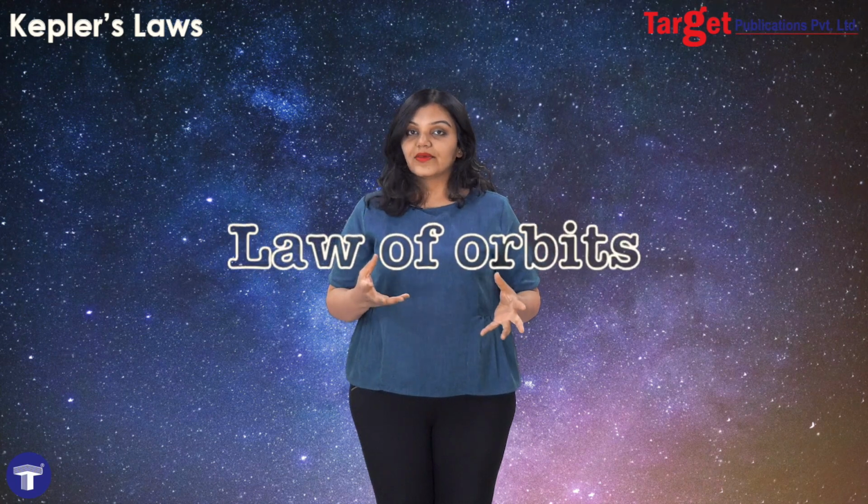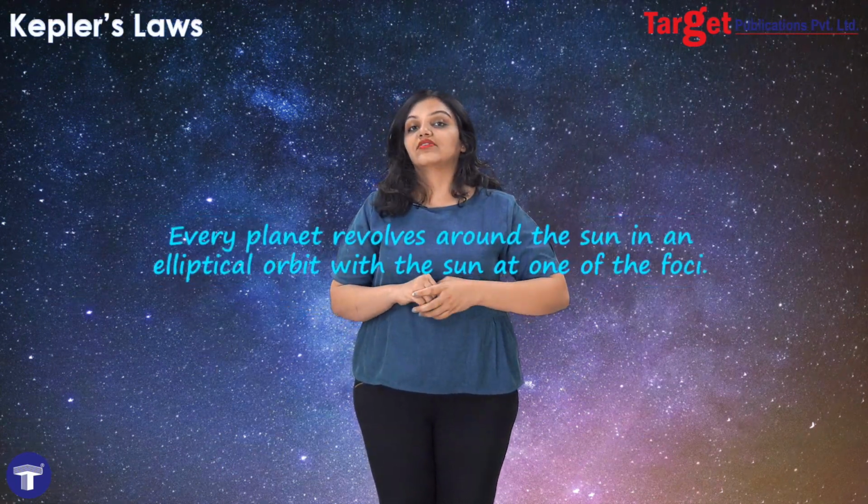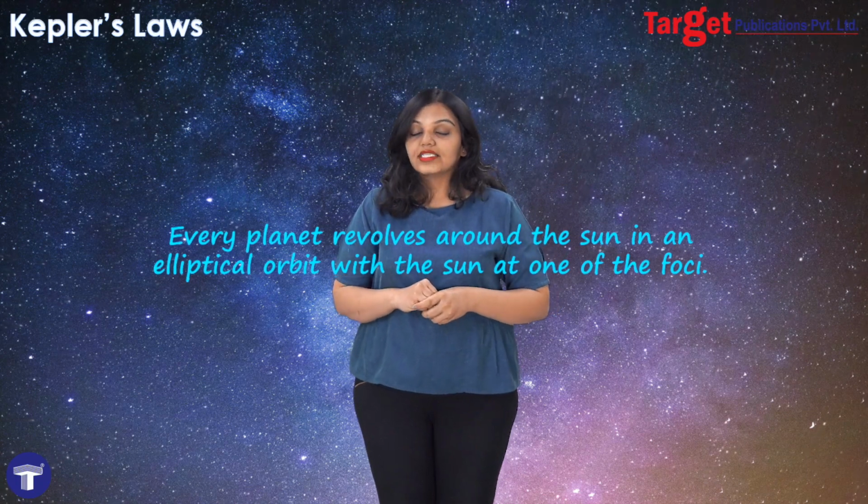The first law of Kepler basically says that not only do planets revolve around the Sun, but they do so in elliptical orbits. And therefore, the first law is also known as the law of orbits. So basically, the first law says that every planet revolves around the Sun in an elliptical orbit with the Sun at one of its foci.